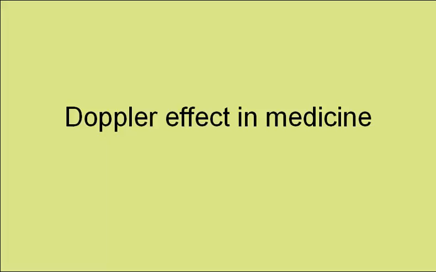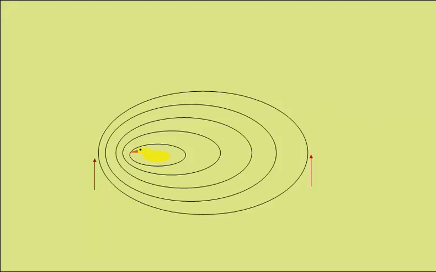The Doppler effect in medicine. First I'm going to look at the Doppler effect in general with the simple example of this duck swimming across a pond. As he swims he produces these ripples, but as he's swimming to the left, the ripples in front of him bunch up. The ripples behind get spread out.